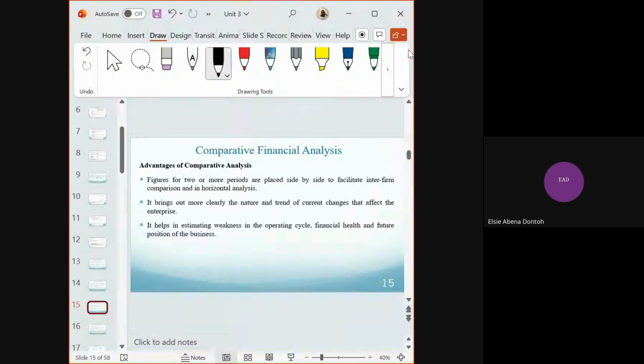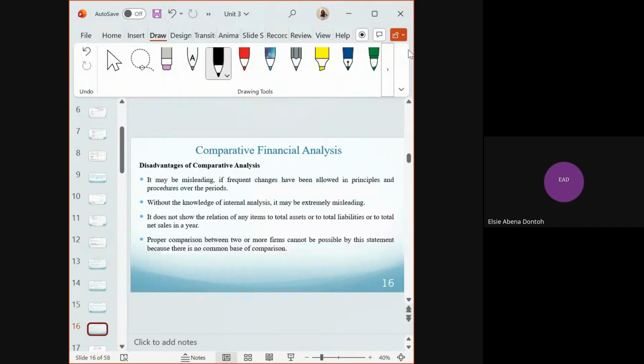So then we move on to the advantages of comparative analysis. When you do comparative analysis as a firm, what benefit do you derive from it? First, figures for two or more periods are placed side by side to facilitate inter-firm comparison in horizontal analysis. It brings out more clearly the nature and the trend of current changes that affect the enterprise. It helps in estimating weaknesses in the operating cycle, financial health, and future position of the business.